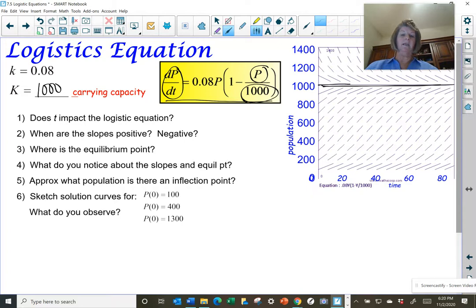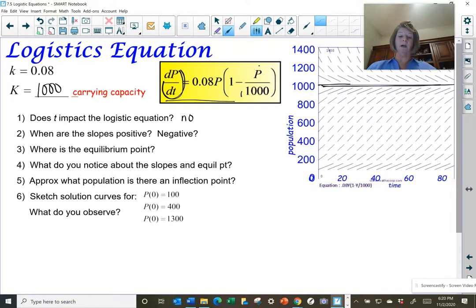Does T, time, impact the logistics equation? No, it does not. Notice that there's no time in our differential equation here. No T showing up. So it's purely based on population.